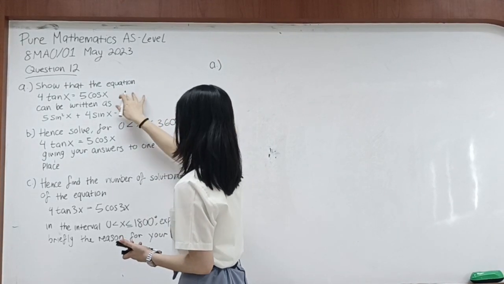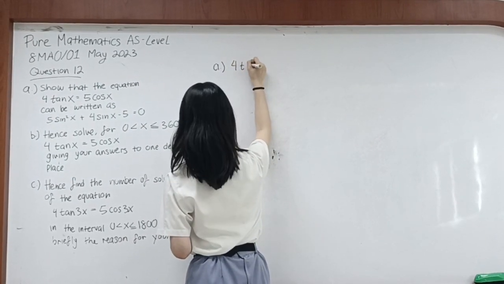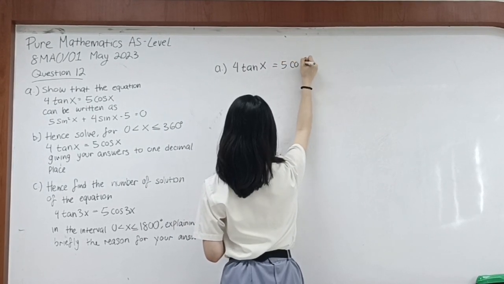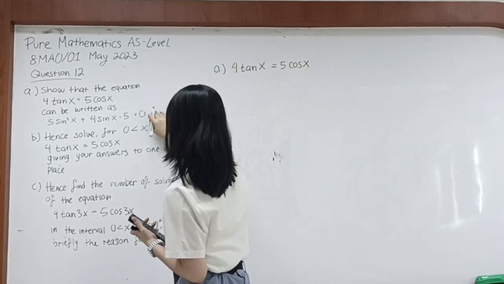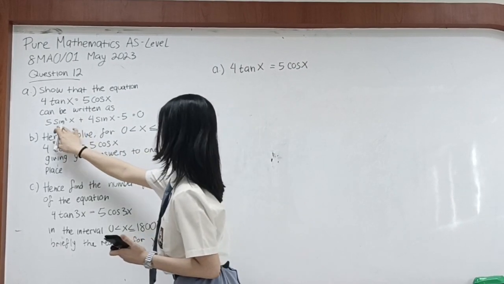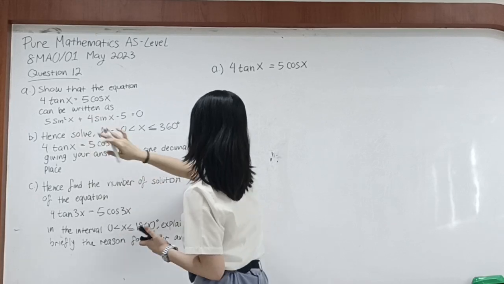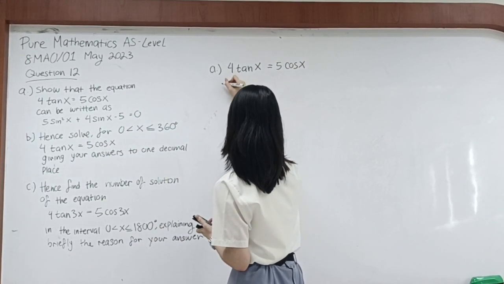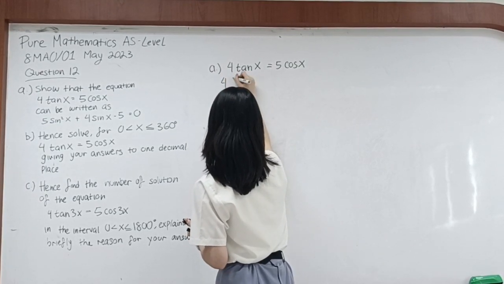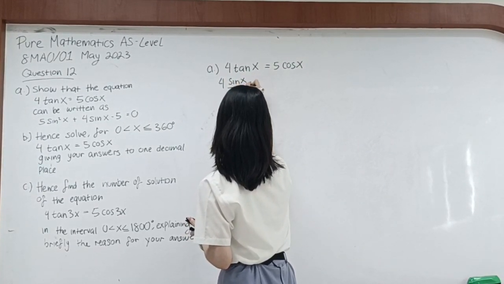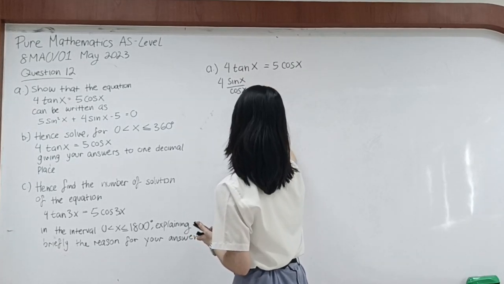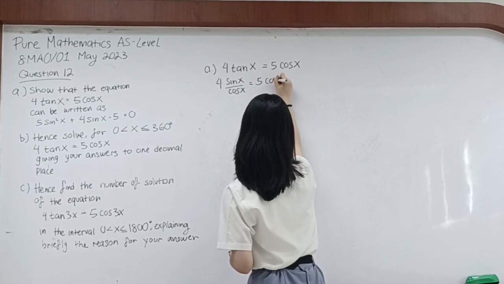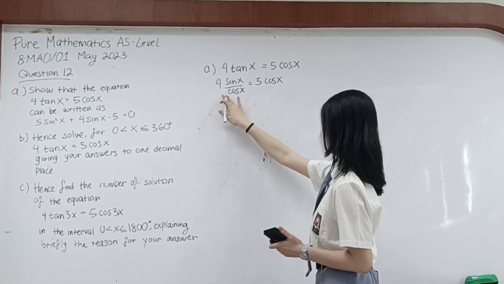Now it's asking us if 4 tan x equals 5 cos x can be rewritten as the one shown here. Now we know that they have sin in this equation, so what we want to do is also put in the sin within this equation, and we know that tan x can also be equal to sin x over cos x. And then we can put down the equals 5 cos x like this.